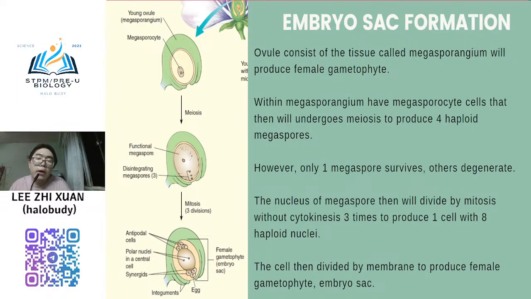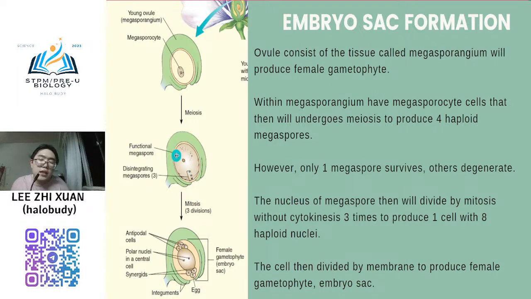Another one is for the female part, which is about the megaspore formation. Okay, so we know that the female sexual organ in flowering plant is the ovule. So ovule consists of megasporangium. Since now it's microsporangium, this one is megasporangium, it will produce a female gametophyte. So this megasporangium has megasporocyte cell that will undergo meiosis to produce 4 haploid megaspores. But in female, similar to human, only 1 megaspore will survive and the others will degenerate.